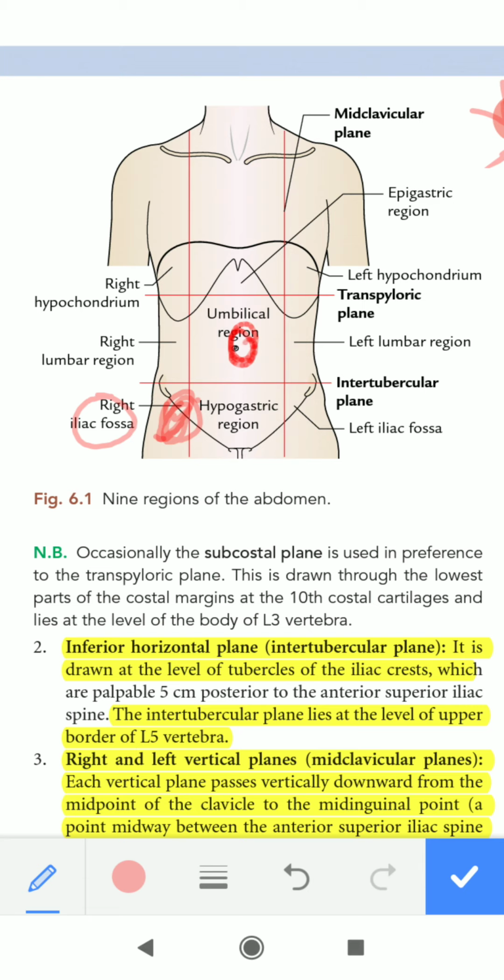Okay, so if another patient comes with pain in the umbilical region, in the umbilical region usually lies the small intestine. So if any patient complains of pain in the umbilical region, you will think about any pathology in the small intestine. Okay, so the diagnosis will be easy.